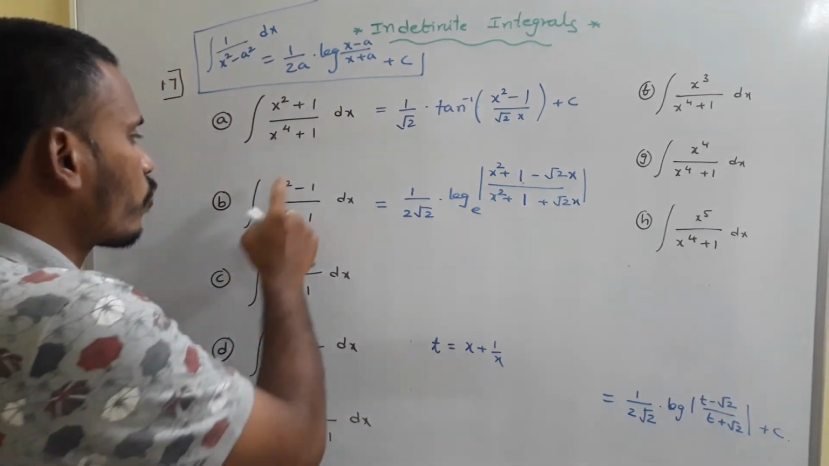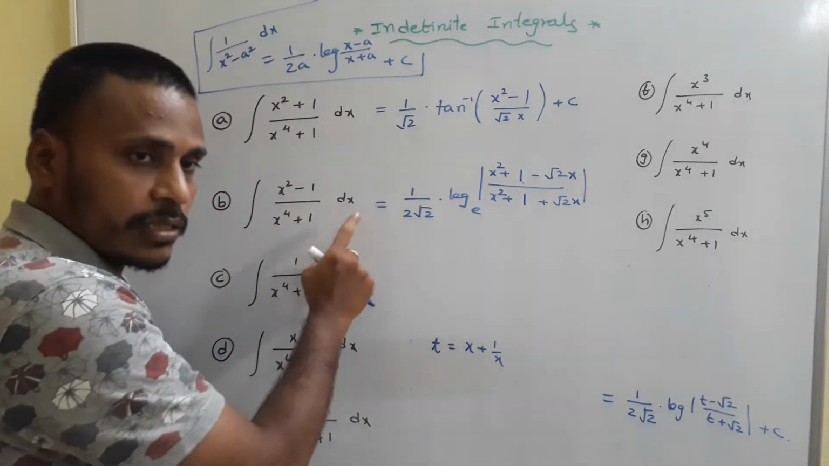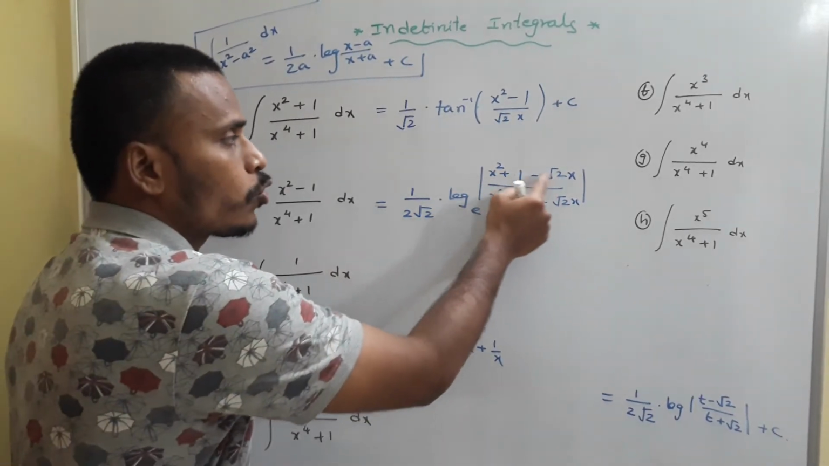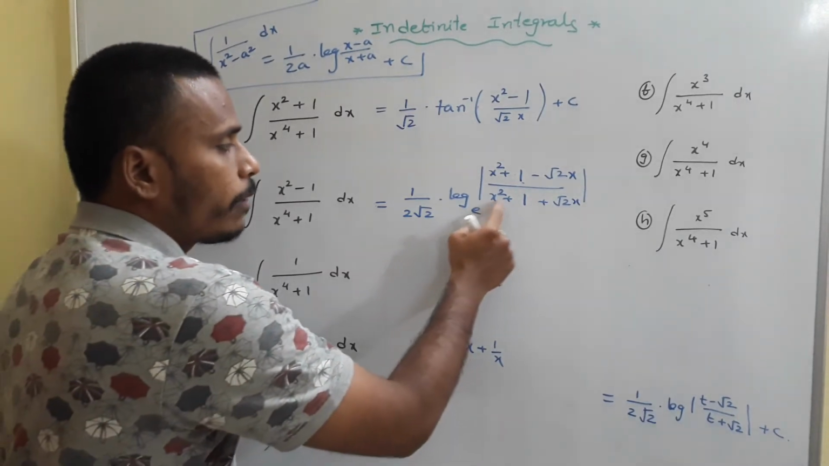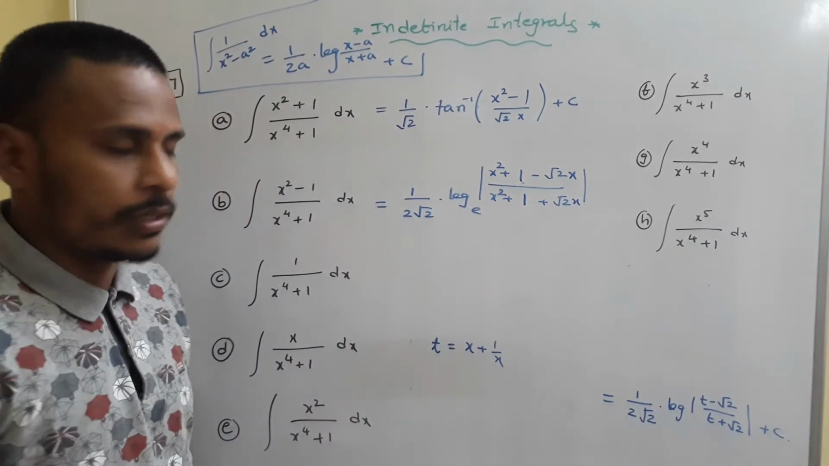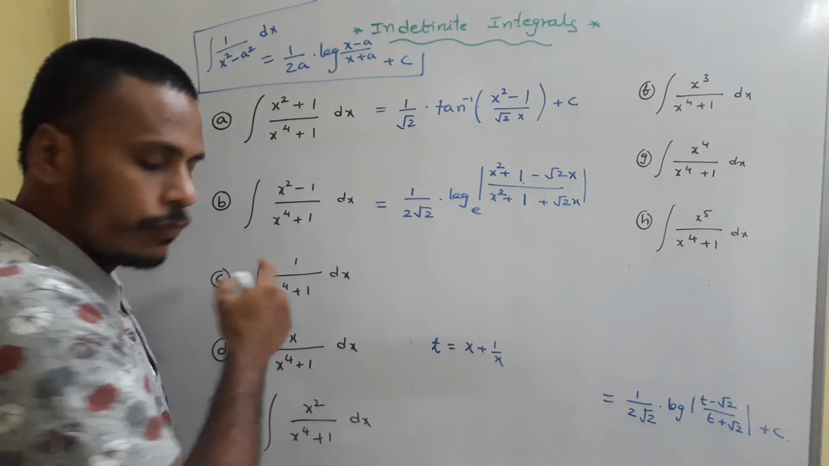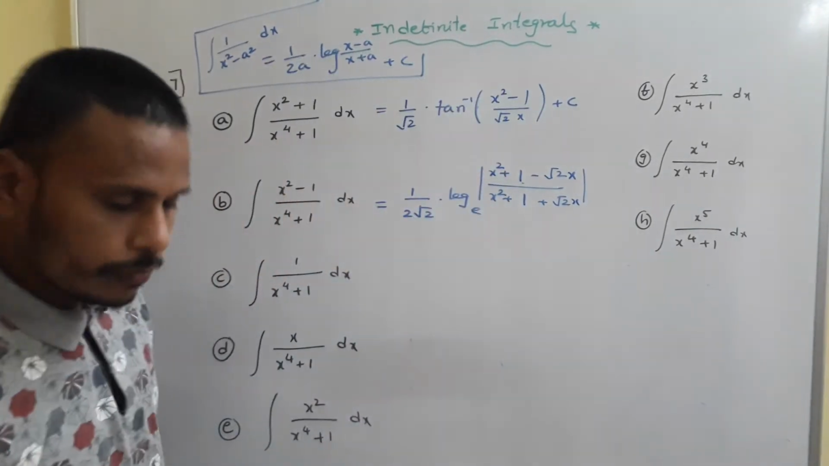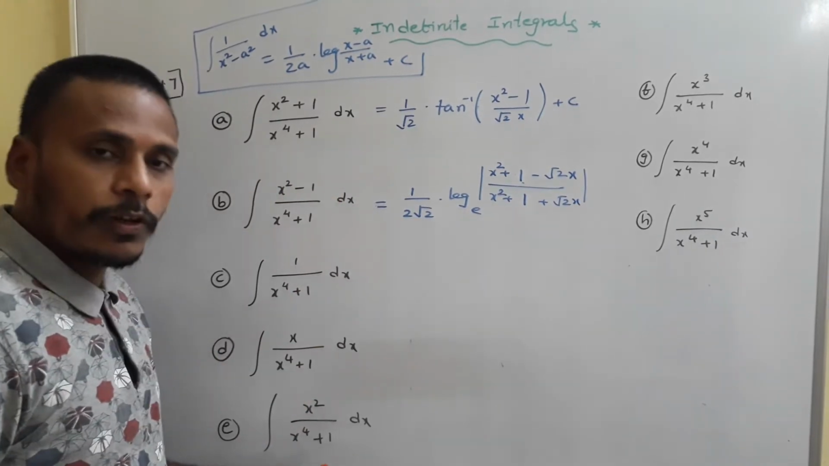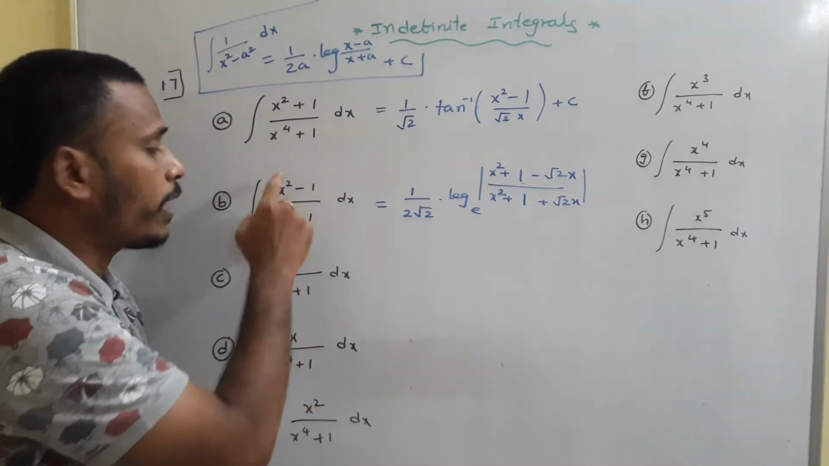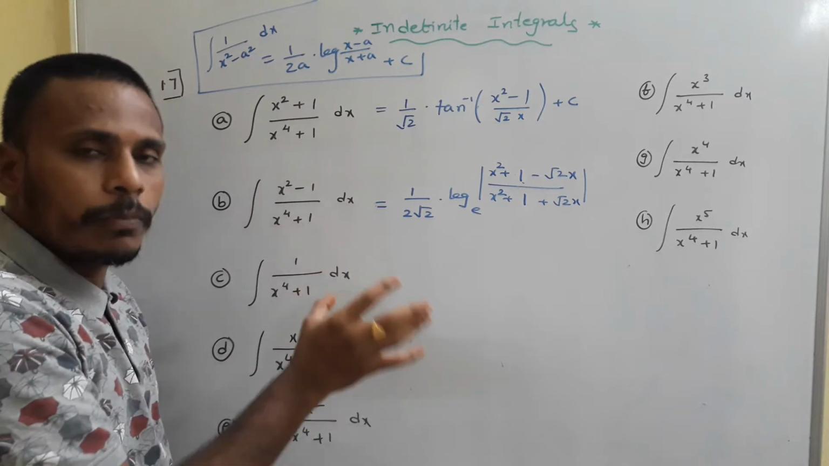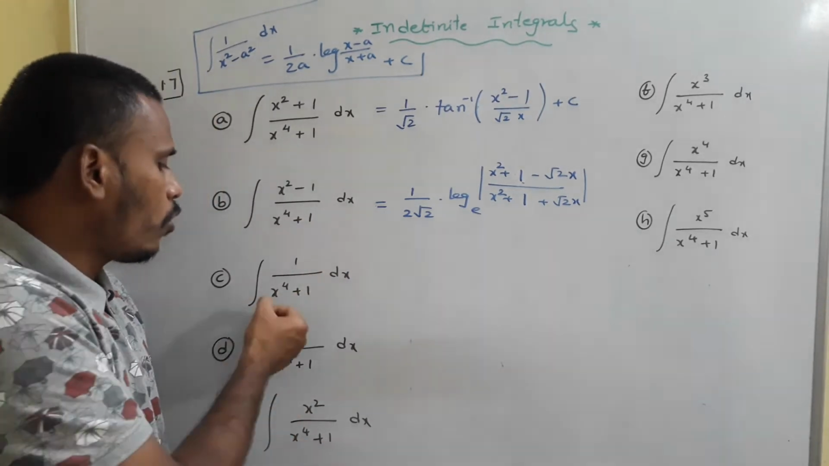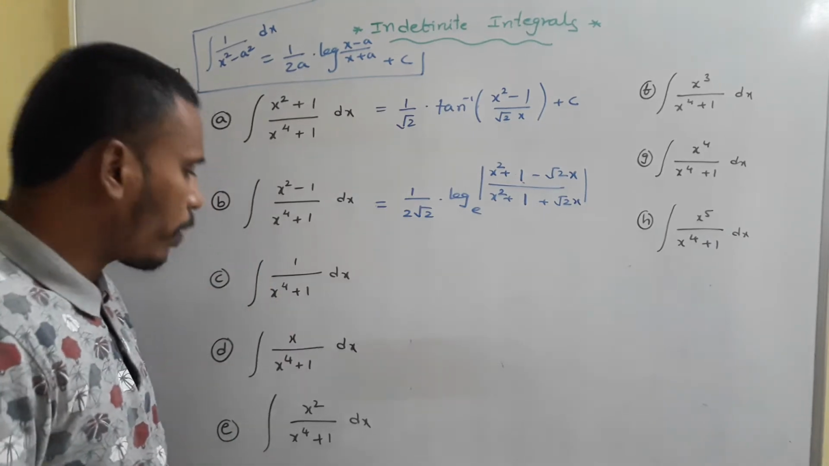So the integral of x square minus 1 by x power 4 plus 1 dx is 1 by 2 root 2 logarithm of x square minus root 2x plus 1 divided by x square plus root 2x plus 1. That's the answer. Now after having these two, what do you say about bit C? The first two, x square minus 1 by x power 4 plus 1 as well as x square plus 1 by x power 4 plus 1, are somewhat different, and all the remaining problems are easy. So now what do you say about the integral 1 by x power 4 plus 1 dx?